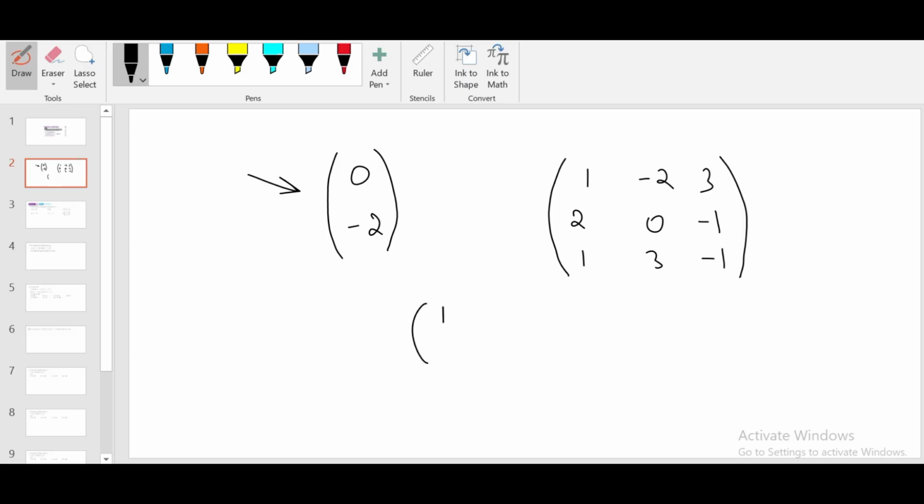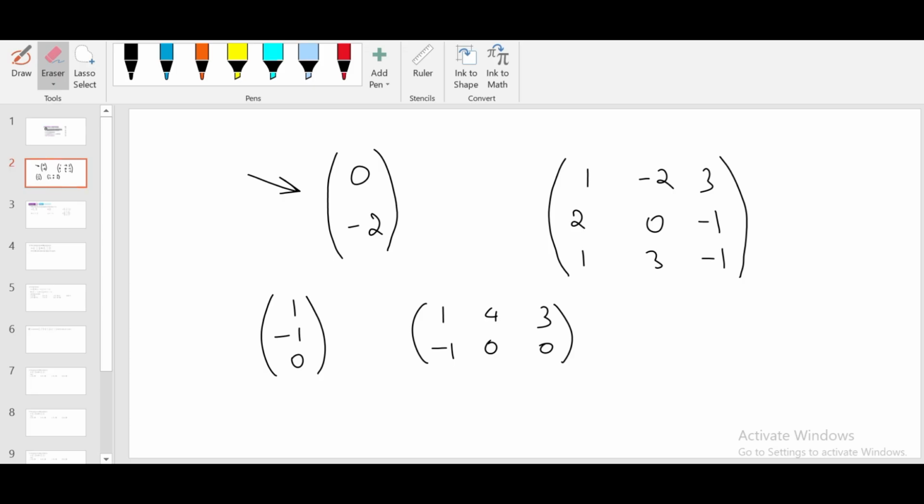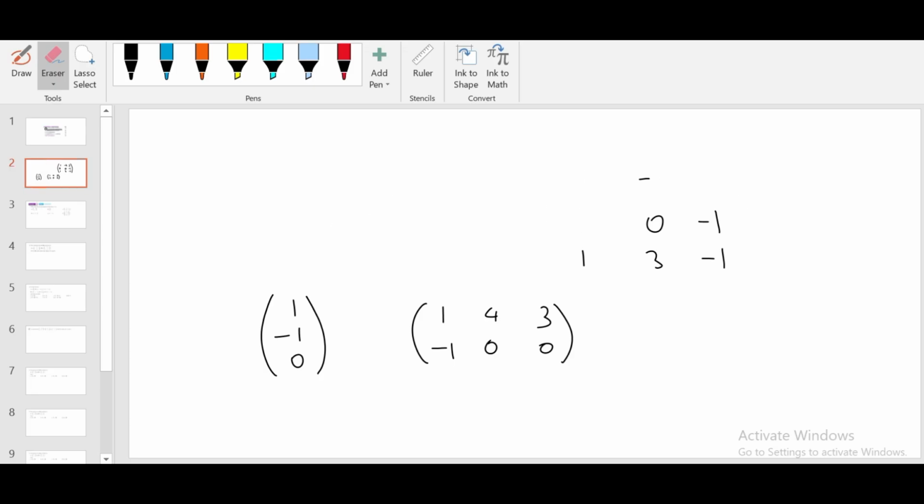Or it can be this also. This is also a matrix. This is also a matrix. These are all matrices actually. So now in this topic we are going to learn about the order of a matrix, square matrix, zero matrix, identity matrix and everything. I'm going to explain one by one. First you need to know the order of a matrix.